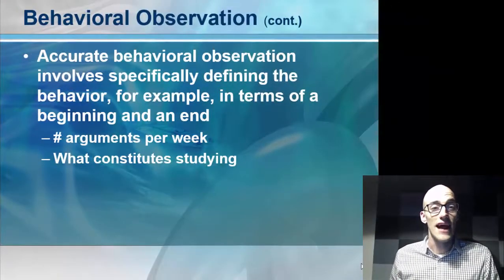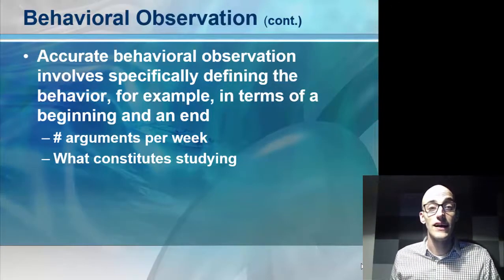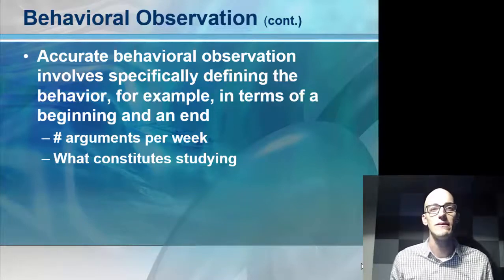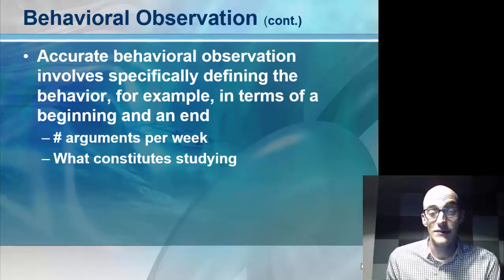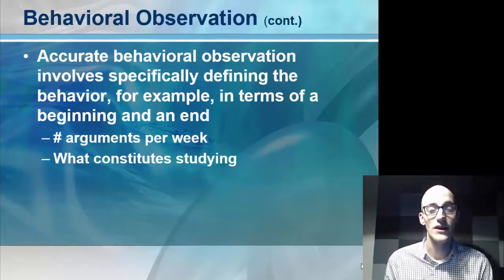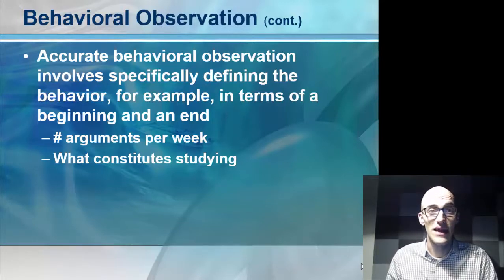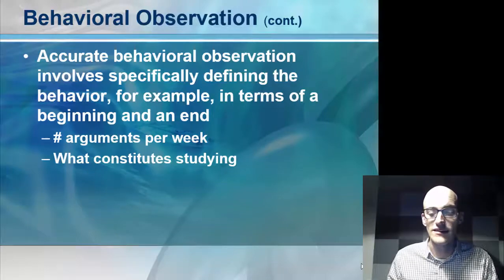And in order to make sure they're accurate, it involves specifically defining what the behavior is in terms of number of times the behavior occurs, number of arguments per week, what constitutes studying. So in the past, people have talked about, okay, I'm going to measure how many minutes I'm studying per week. But that could be a few different things, right? What if you're looking at Facebook or playing with your phone? Specifying exactly what that looks like is going to help you to come up with a better definition of what the behavior is that you're trying to measure.